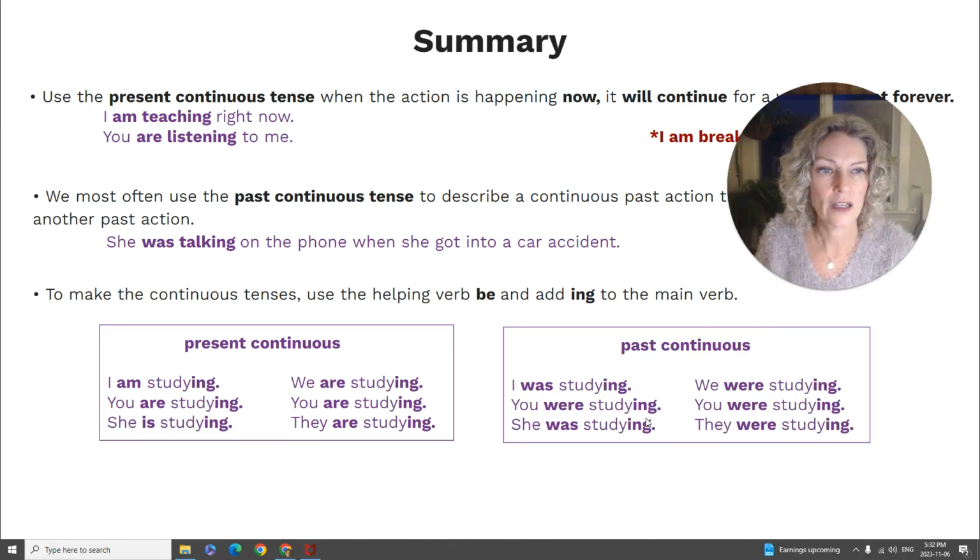With the past continuous, your helping verb is be again, but this time in the past tense. And watch out, because the subject-verb agreement there is a little tricky. I was studying, you were studying, she was studying, we were studying, you were studying, they were studying. So the helping verb shows that the action was in the past, and then the ing on the end of the main verb shows that the action was continuous.